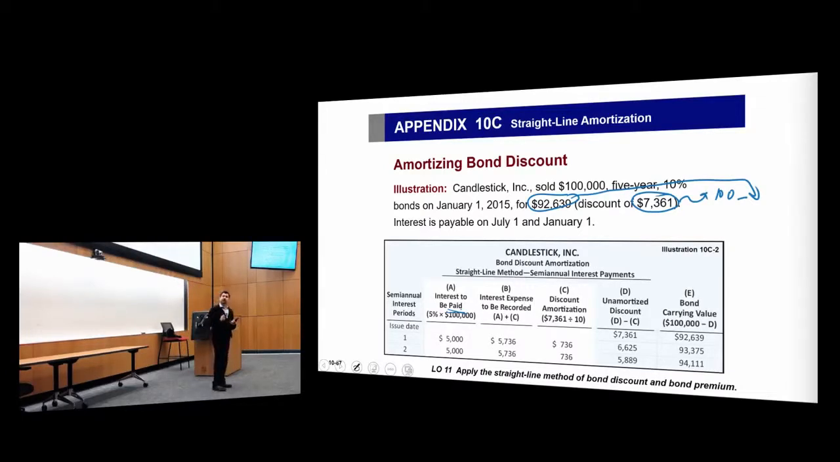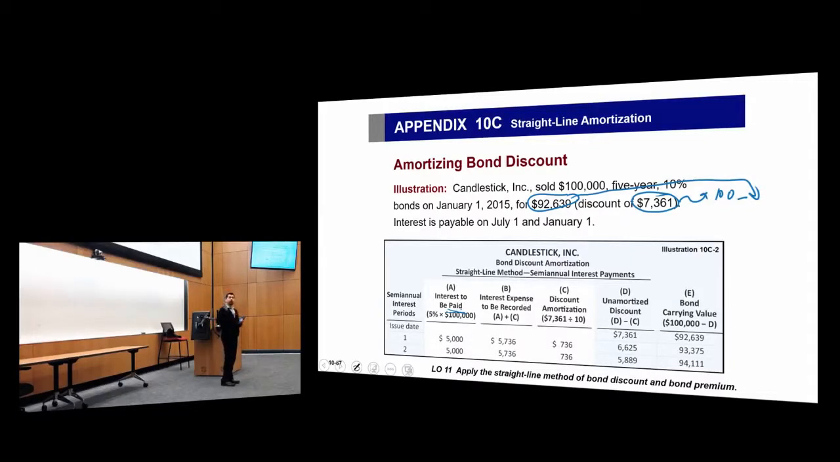Okay? As you can see, the carrying value of the bond will start increasing. Okay? It will start increasing until at maturity, the carrying value of the bond will be equal to the face value of the bond. So this is why when the company retires bonds at maturity, it will be the same as the carrying value. Face value will be equal to carrying value. You guys have any questions about this?